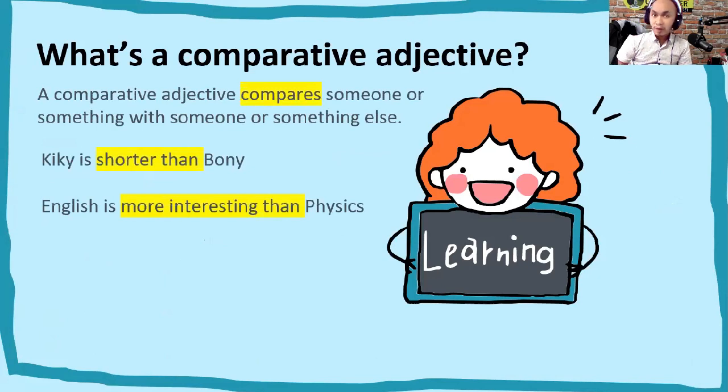So take a look at this example. Kiki is shorter than Bonnie. And then the second one, English is more interesting than physics. Those examples show comparative adjectives.